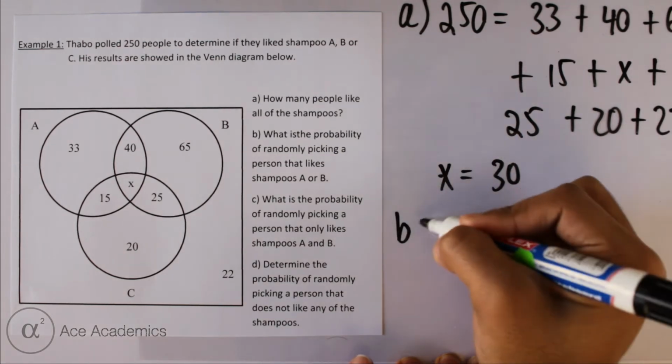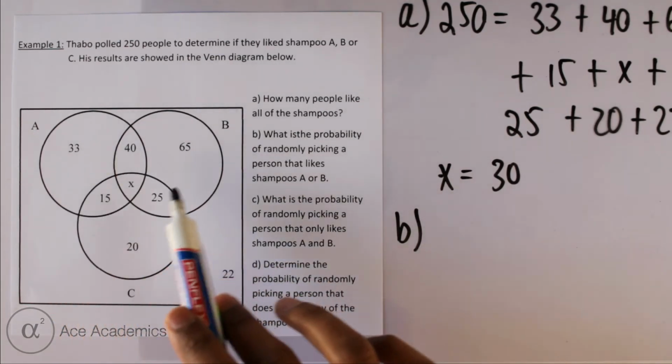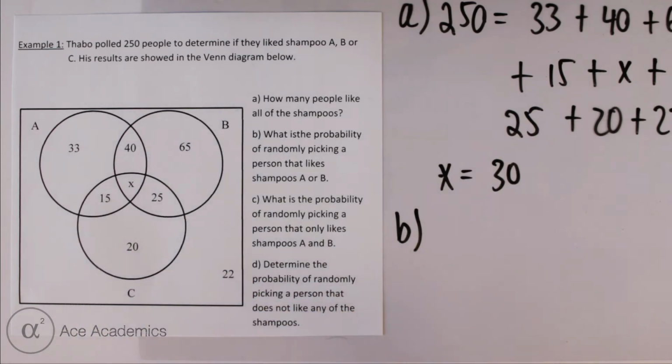Let's look at the next question. The next question asks, what is the probability of randomly picking a person that likes shampoos A or B? Now, we could do this question either by using the addition rule, as we've done in the previous video, or we can simply read it off from the diagram. So simply, we can add up all the numbers that appear in circles A and B and divide it by the total number of people to get our probability.